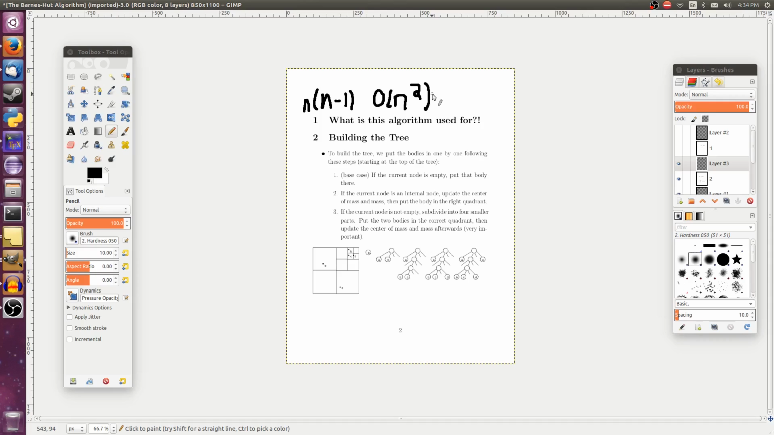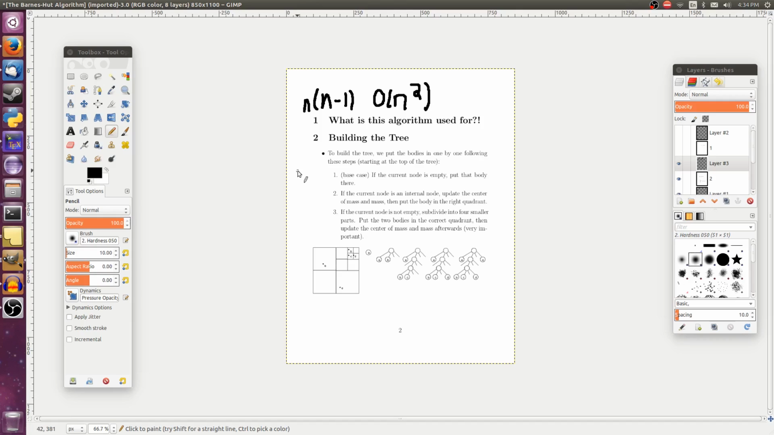I'm sure there's a lot of great stuff out there, but to just dive right in, it's going to be a tree data structure, and if we build our tree in the right way, then we're going to be able to compute our force in O of n log n time, which is considerably better than O of n squared. So that's what we're going to be aiming for.